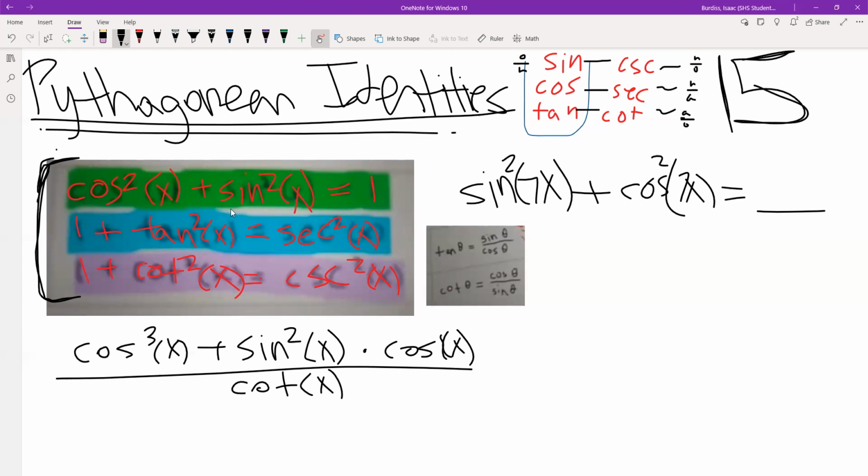But anyways, cosine squared of x plus sine squared of x equals 1. That is something that's true. Can't forget the squareds, though. Also, 1 plus tangent squared of x equals the secant squared of x. Also, 1 plus the cotangent squared of x is the cosecant squared of x.